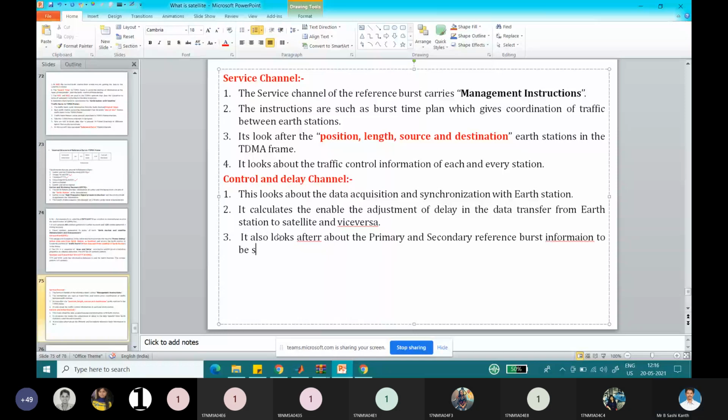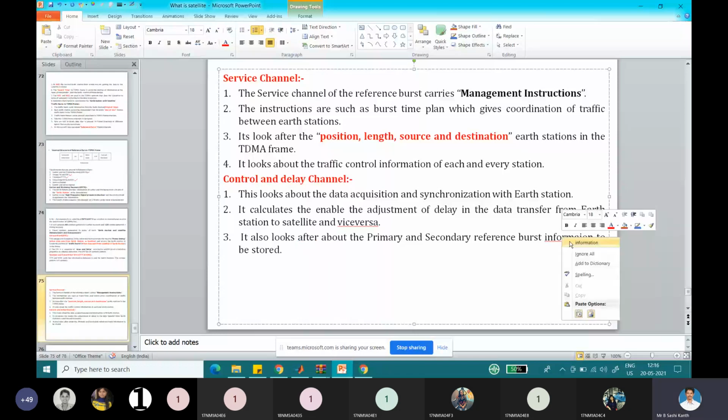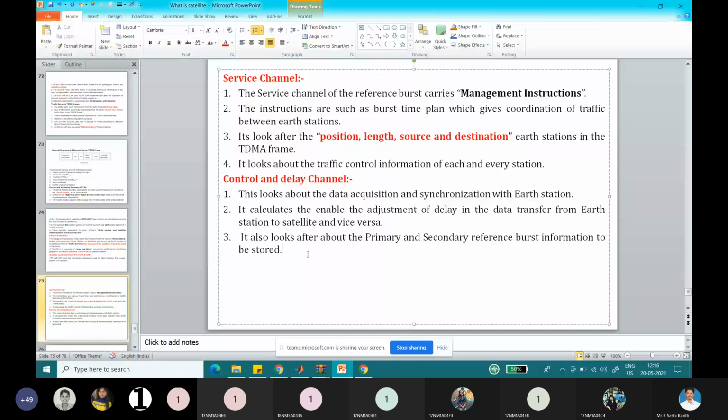It looks after these things in the control and delay channel, that is the data acquisition and the synchronization with the Earth station. We have to synchronize and take the data, and also enable adjusting the delay to reduce the delay in data transfer from the Earth station to the satellite, and also look after the primary and the secondary reference of the data that is present. So this is about the internal structure of the frame.